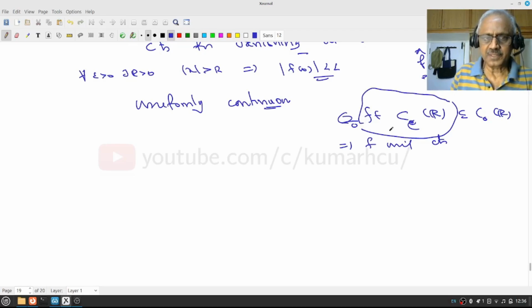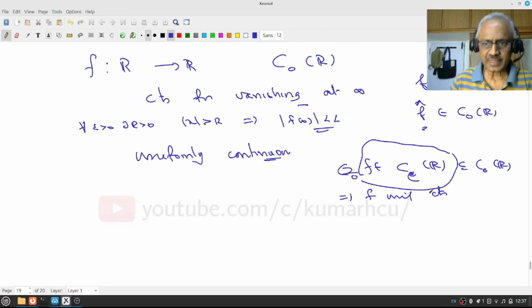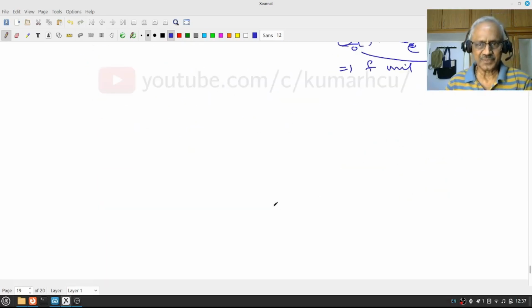Many teachers and students assume that it is a continuous function with compact support, therefore it has to be uniformly continuous. That's a correct intuition, but many people will not know how to write a careful proof for that. Believe me. The proof which I am going to do is exactly adapting the proof for this only, so you should be able to write down the proof. So let us go back.